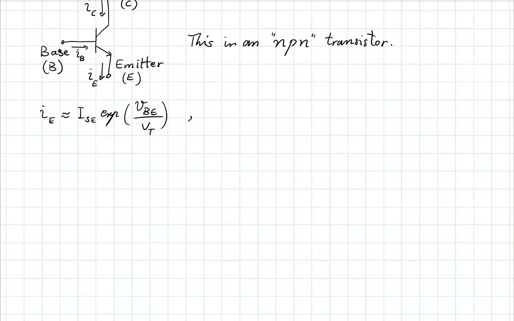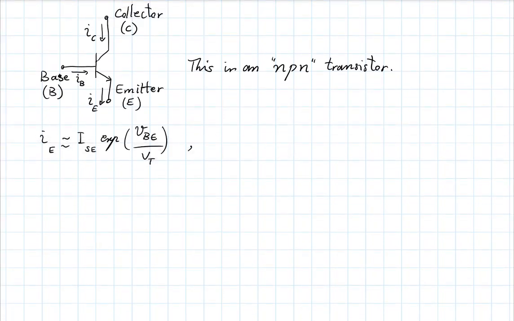And IC is simply alpha times IE, where alpha is approximately equal to 1. It's like 0.99, 0.98. So approximately equal to 1. So this is it.